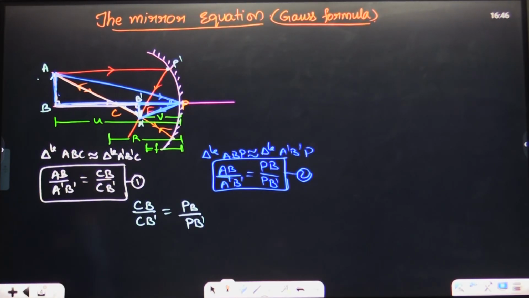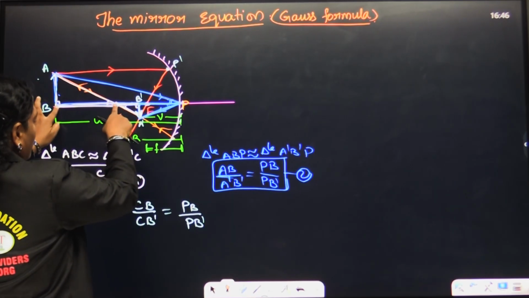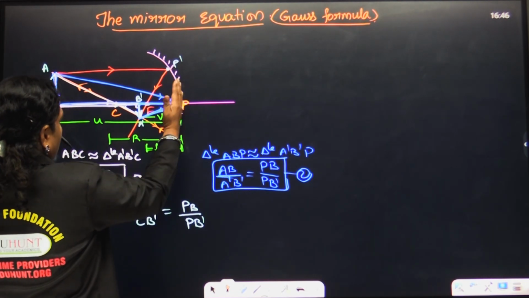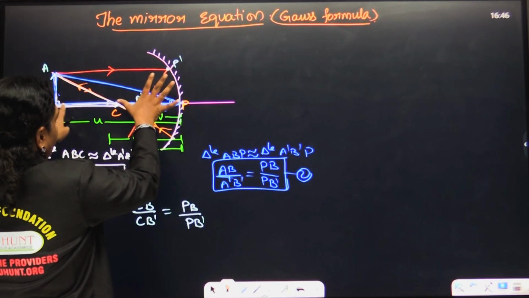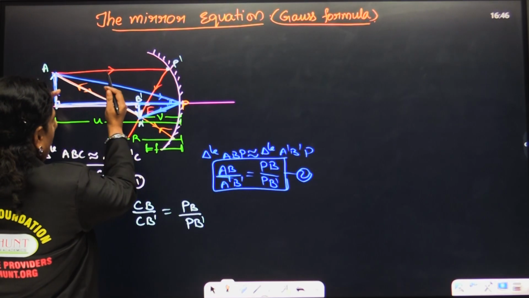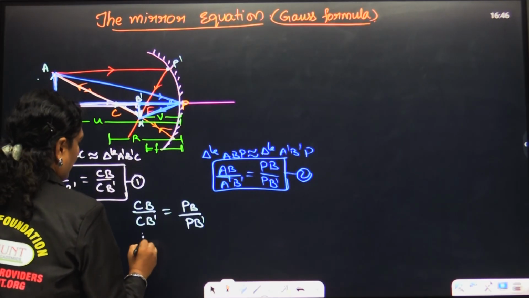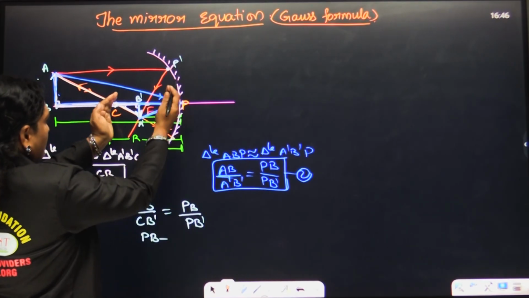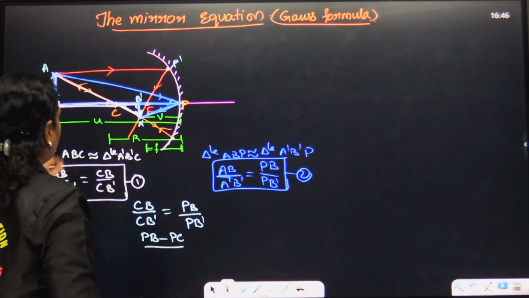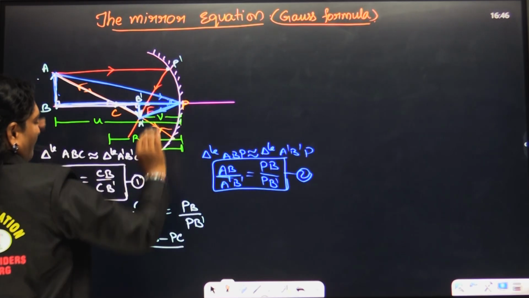If you observe the picture carefully, this portion CB can be written as the total length minus this portion. The total length minus PC will give you the remaining portion CB. That means CB can be written as the total length, that is PB, minus this portion, that is PC. PB minus PC will give you the value of CB. CB is equal to PB minus PC.